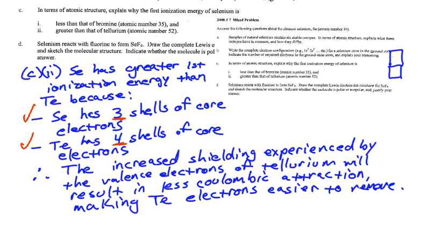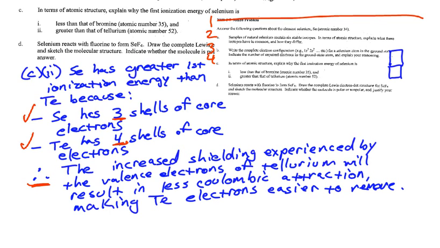Selenium has 3 shells of core electrons, because you remember that the shells correspond to the rows. So 1, 2, 3, 4. So selenium has 4 shells, but it has 3 core shells. And so the same argument goes for tellurium has 4 shells of core electrons. So we're making a shielding argument. Therefore, the increased shielding experienced by the valence electrons of tellurium, because they have more shells, will result in less Coulombic attraction, making tellurium's electrons easier to remove.